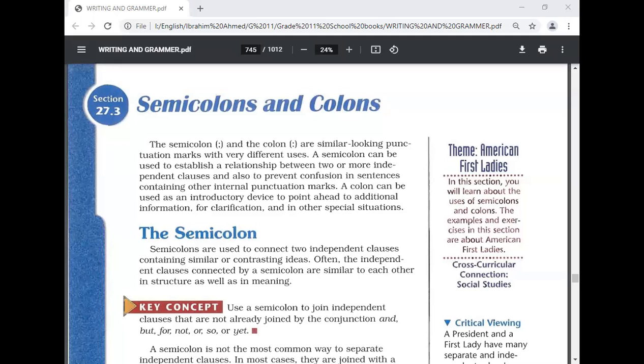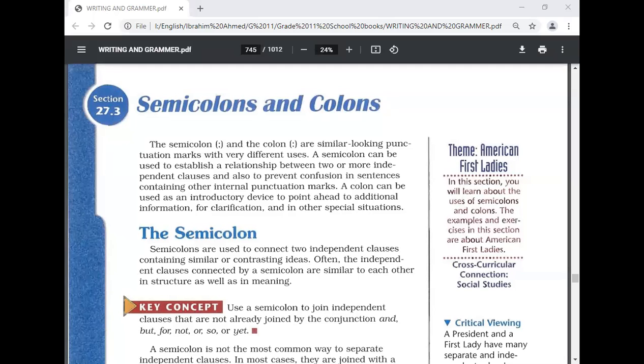Today we're going to do grammar chapter 27, parts 3 and 4. First, section 3, semicolons and colons. The semicolon and the colon are similar looking. They look almost the same, punctuation marks with very different uses.